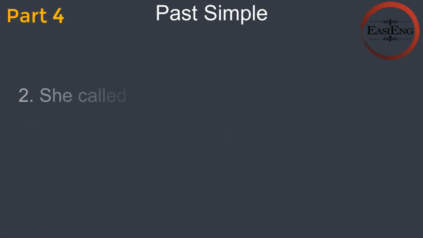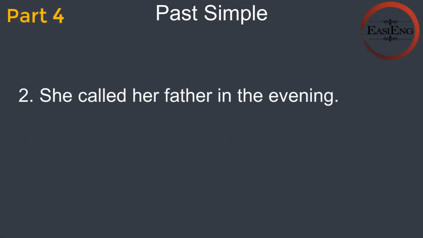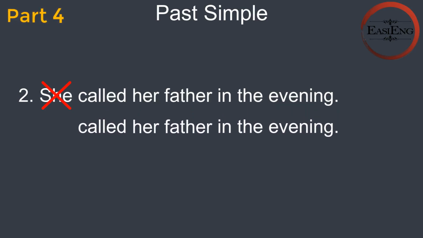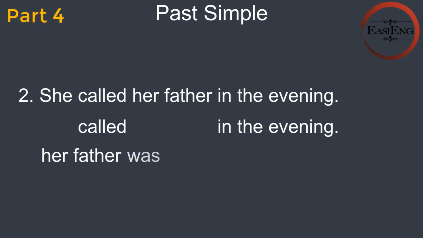She called her father in the evening. Where is the object? Her father. So I delete the subject, so the sentence stays her father. Add verb to be, was or were. Since father is a singular noun, you are going to put was. The sentence now is her father was.